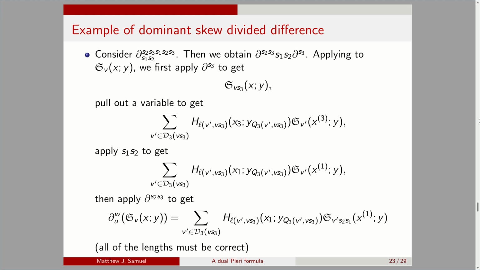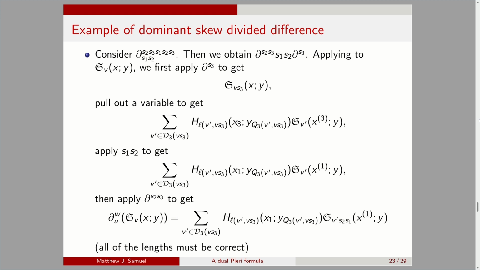So I give an example here. S1, S2 is dominant, and the top permutation is in normal form, S2, S3, S1, S2, S3, and we get one term, partial S2, S3, and then the simple reflections S1, S2 times partial S3. So we can successively apply this operator to get the result. First we apply partial S3, which either gives us 0 or S_v of x and y. And then we can pull out the variable x3. You'll see why in a moment. Because then we apply S1, S2, and this moves the x3 to x1.